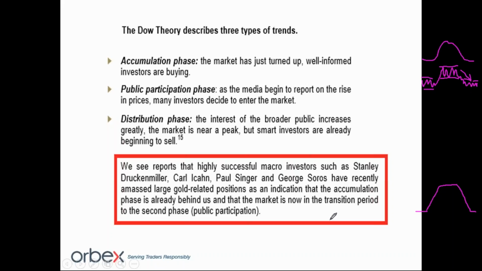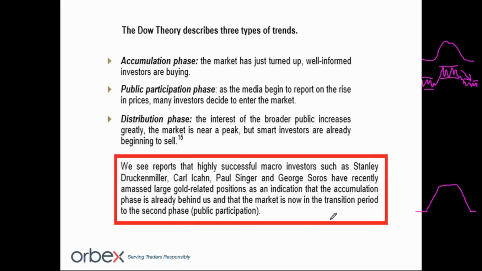So this is what's going on, and this is based on the Dow theory. We want to look into where we are at the moment. Here in the red box below, I've cut and pasted that we see reports that highly successful macro investors... This is something I want to share with you: the macro factors, macro investors. They see the big picture of things around them, from the perspective of the environment, like geopolitics and politics itself, the economy, and everything else.